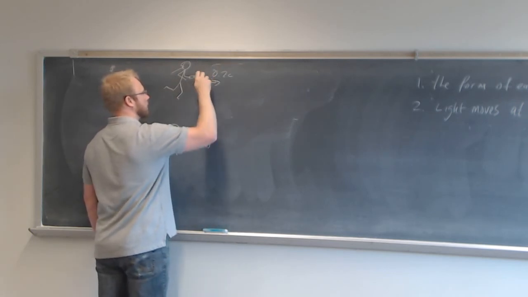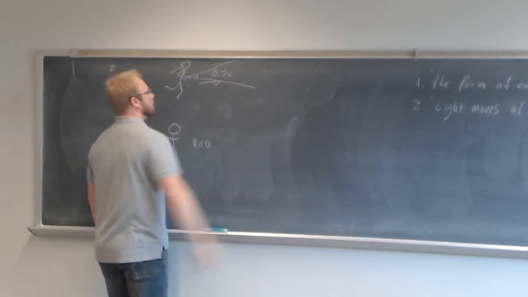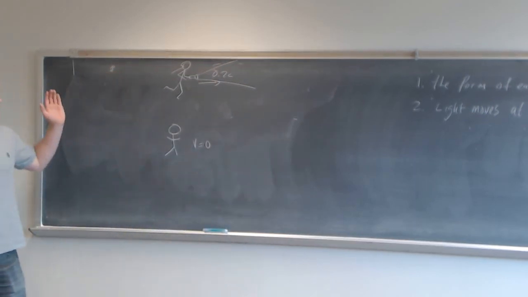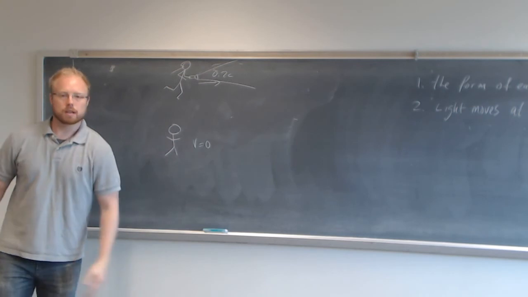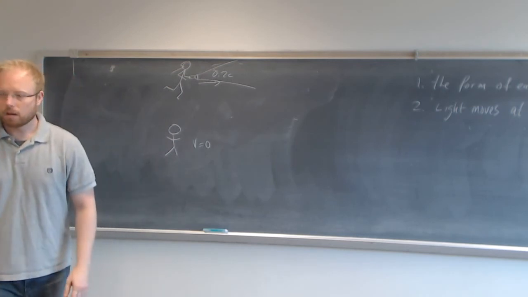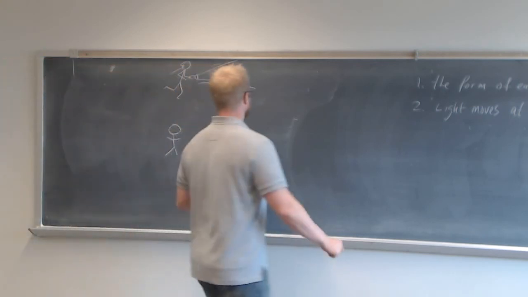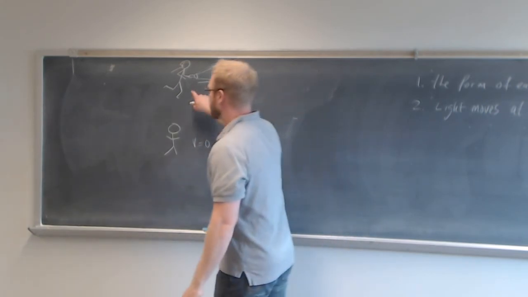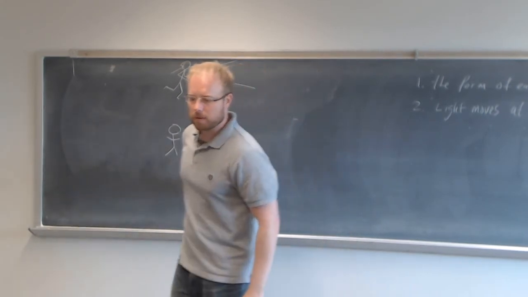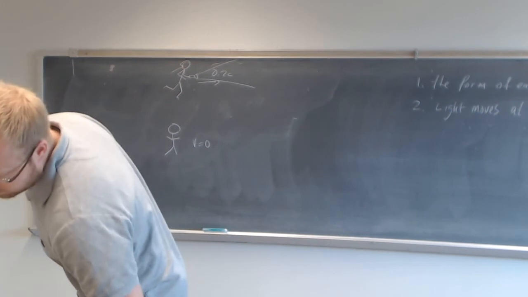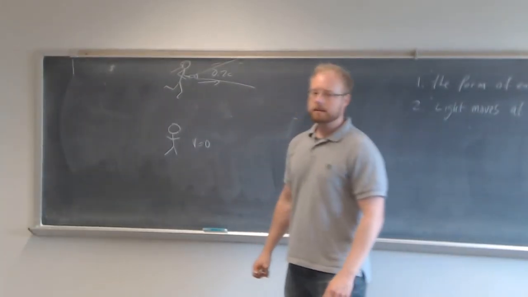Okay, let's just go straight up. So she's got this flashlight and she's shining it out as she's running at 0.2 c. The question is, how fast is the light moving with respect to Anna, and how fast is the light moving with respect to Bob? Same. Well, Einstein is saying it's the same.